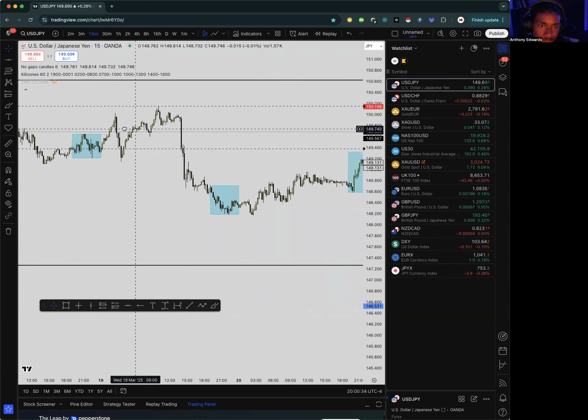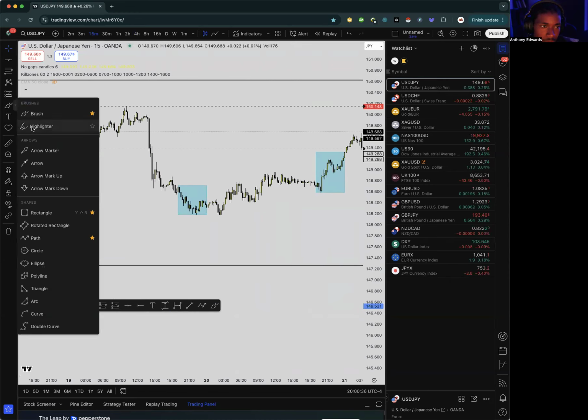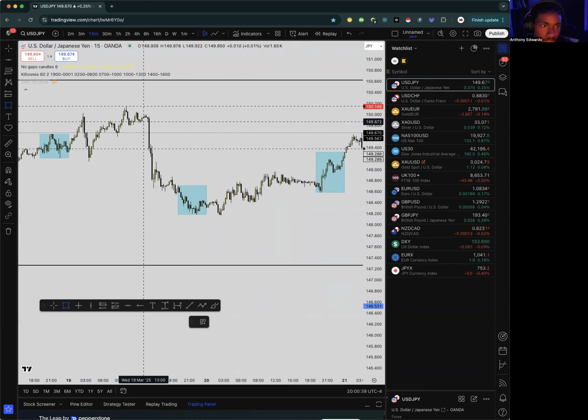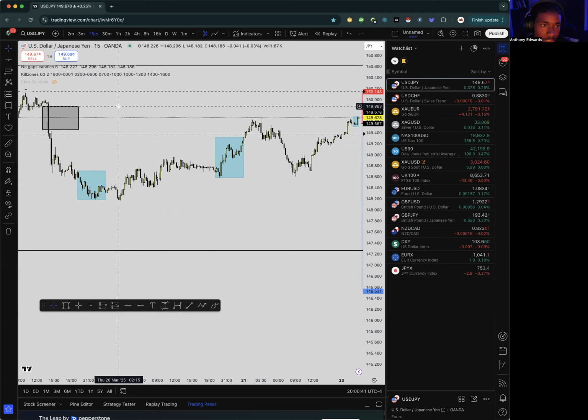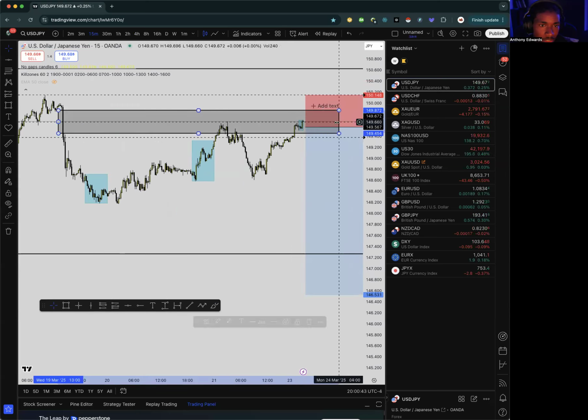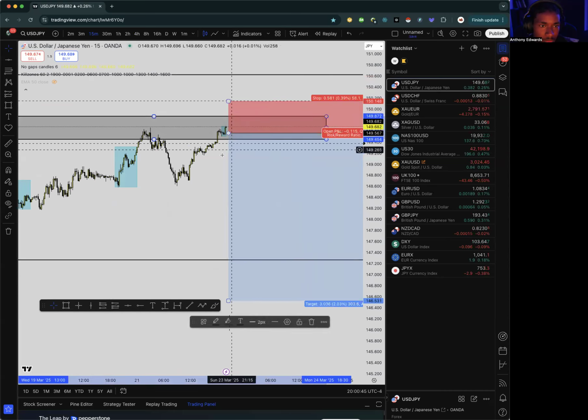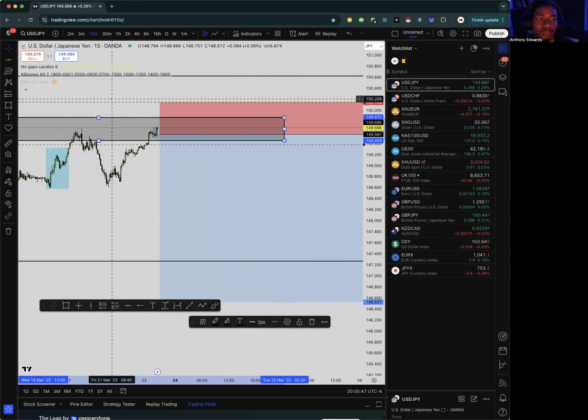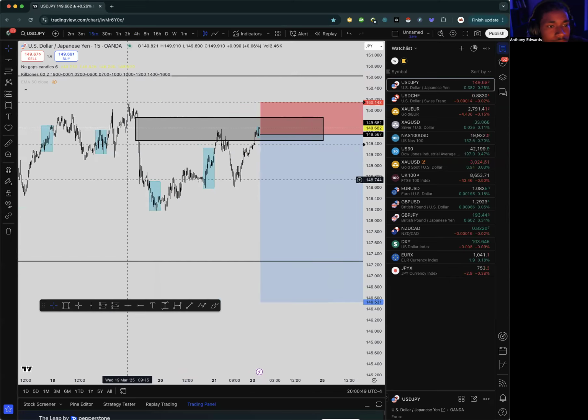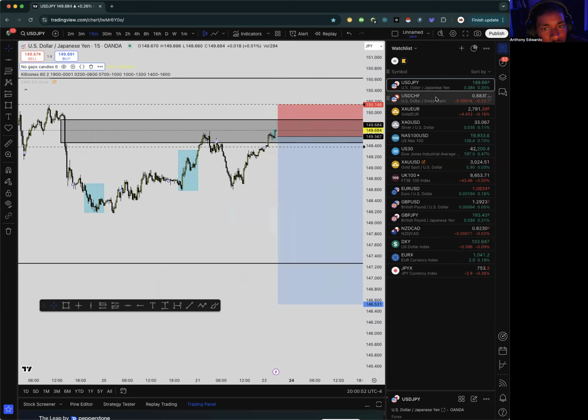Obviously, there's some imbalance right here. It should just get filled in, and then I'm expecting that it'll probably, by like 9:30 before 10 o'clock, price might sell off immediately and then drop. Yeah, so that's how that looks.